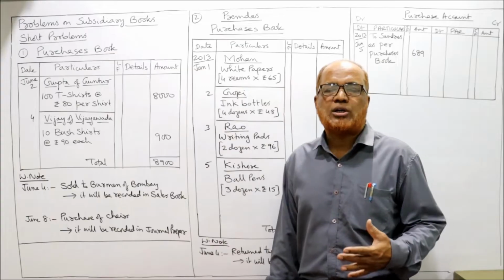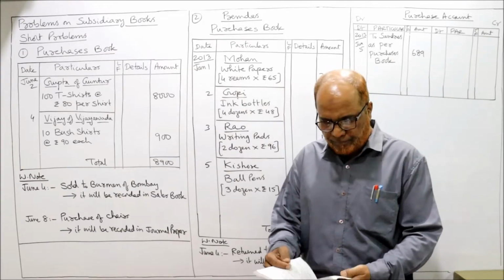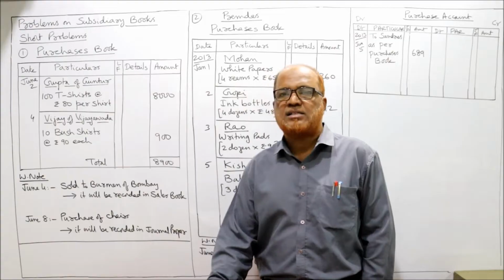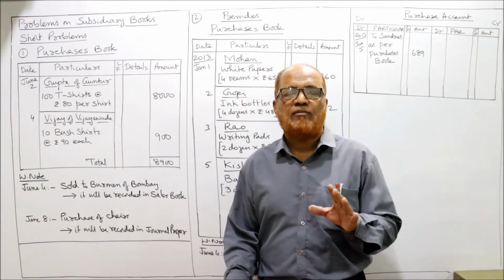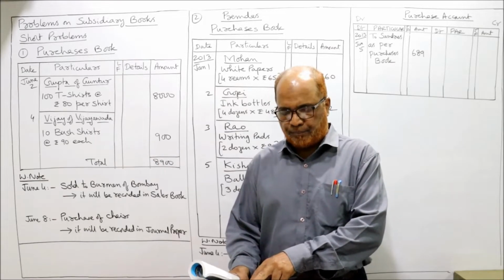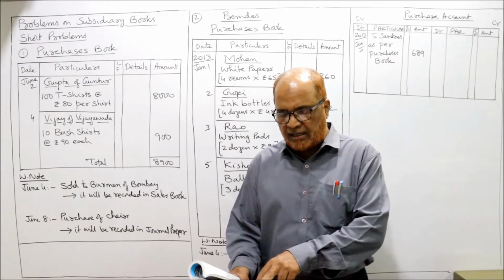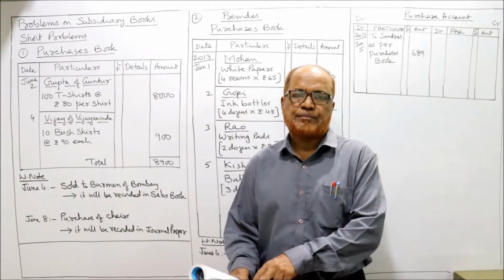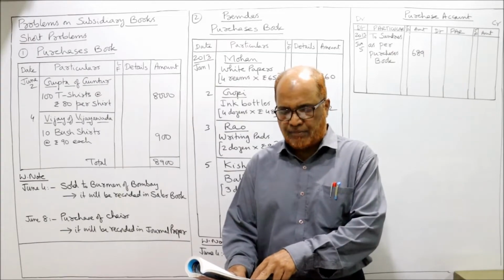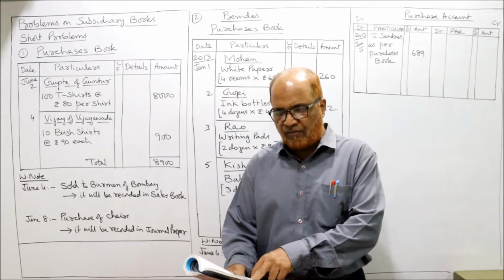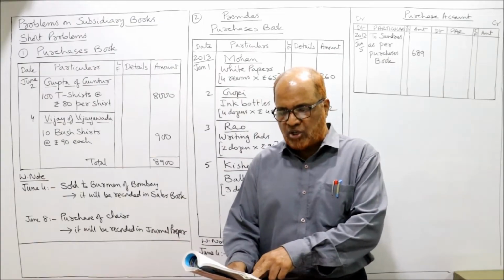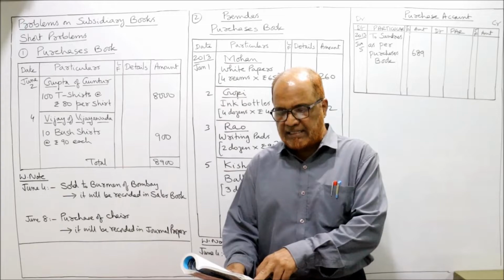Now I am starting the short problems on subsidiary books. First problem I am reading out. Prepare the purchaser's book of Messrs. Fancy Dress Mart. We are required to make only one subsidiary book, the purchaser's book. June 2nd, purchased from Gupta of Guntur 100 t-shirts at rupees 80 per shirt. June 4th, sold to Burman of Bombay 50 t-shirts at 120 per shirt. June 6th, purchased from Vijay of Vijayawada 10 bush shirts at rupees 90 each. 8th June, bought from Bombay Furniture Mart Bandar 10 chairs at rupees 80 each.